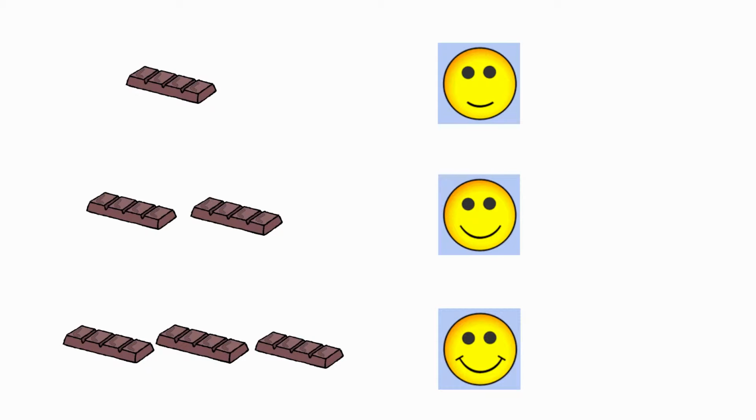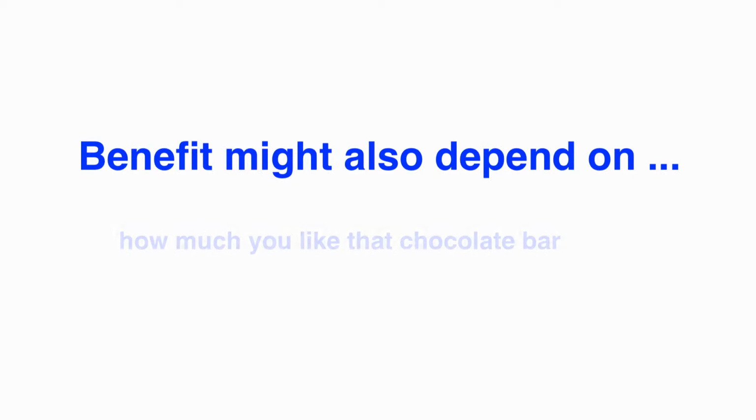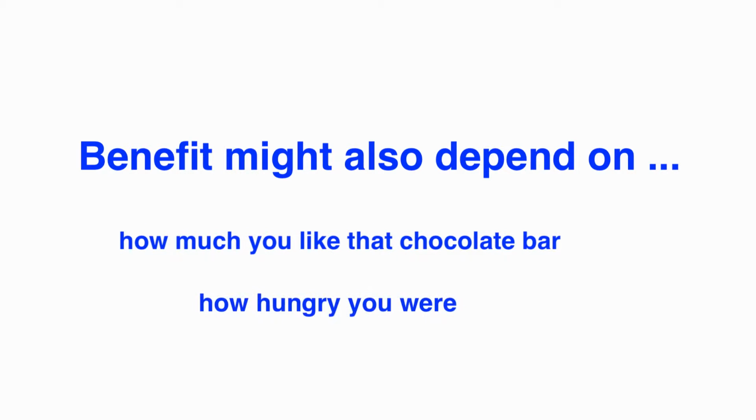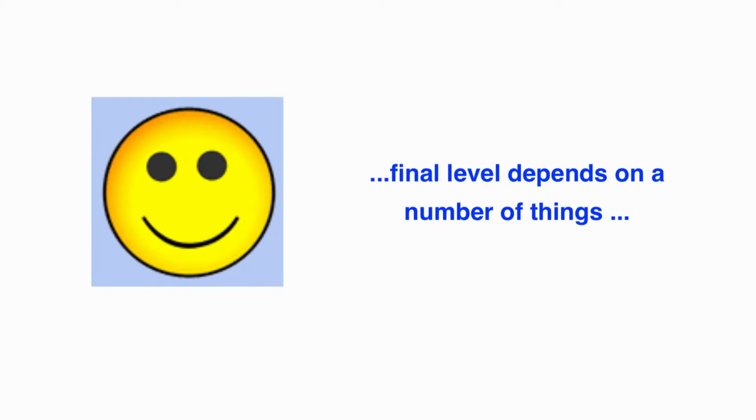Depending on how much of the chocolate bar you received, you got more or less happiness benefit, right? And how much happiness you felt may have also depended on how much you liked that particular chocolate bar, or maybe even how hungry you were to begin with. So the final level of happiness you felt after eating your share of the chocolate bar likely depended on a number of different things. That's an important idea, and we'll explain more about it during the video as we use another example to help describe the 5 different ways to divide something. So for now, sit back, relax, and enjoy the rest of the video.